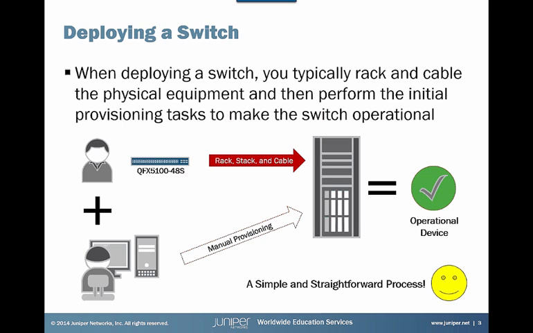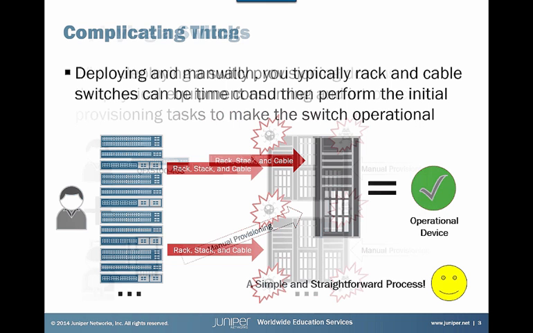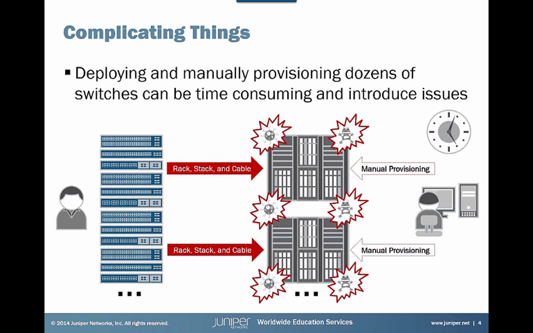Now, as it stands, this seems like a fairly simple and straightforward process, right? So what about when you're deploying dozens or perhaps even 100 plus switches in an environment? The rack, stack, and cable part of the equation doesn't really change. That's going to remain constant. The manual provisioning effort, that can get a little hairy. A number of issues could potentially be introduced in that situation, and it's going to take a lot of time to do the provisioning and then to work through the potential issues that are introduced through that manual provisioning step.